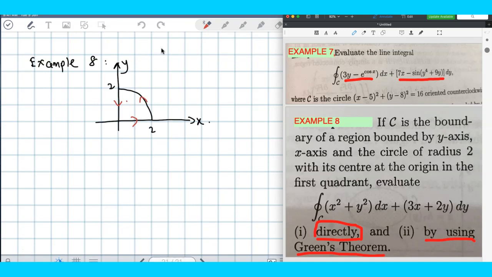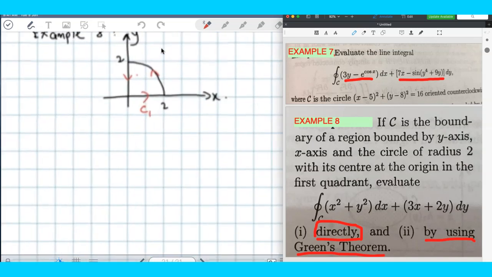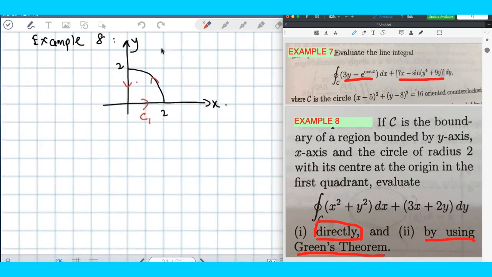Alright. So if you use the direct method, you have to compute three curves: the line segment on the x-axis, the line segment on the y-axis, and also part of the circle equation. But I don't want to solve that using the direct way, so I want to show you how we can use the Green's theorem here.